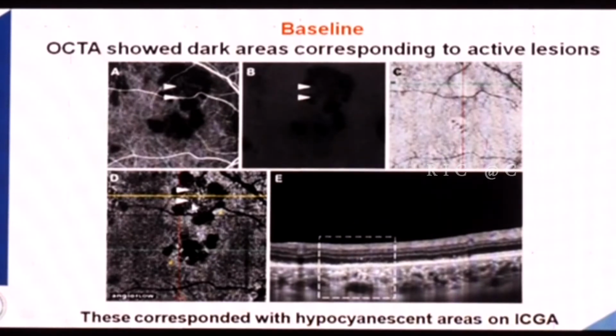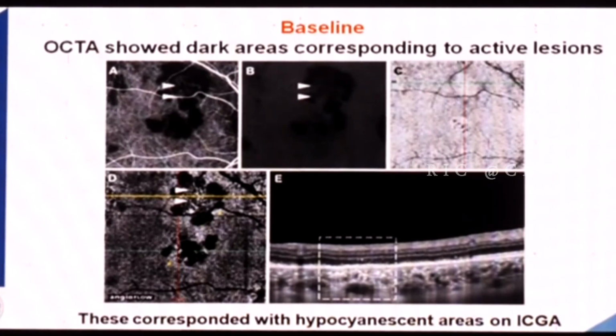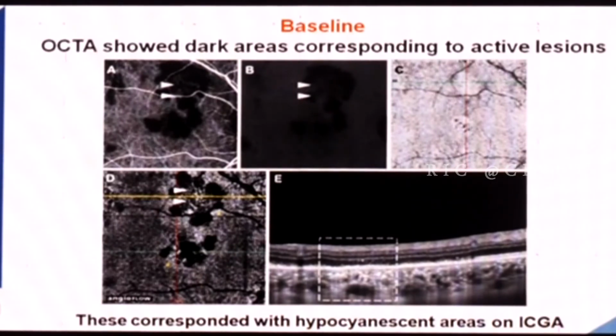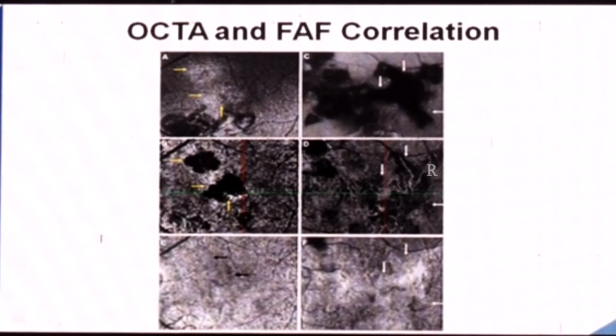So this is the correspondence between angio OCT and ICG, and we found that there was a very good correlation in the acute phase between what we are seeing on the choriocapillary slab of OCT angio and ICG. And this correlated with fluorescein and FAF also, so I won't go into the details.